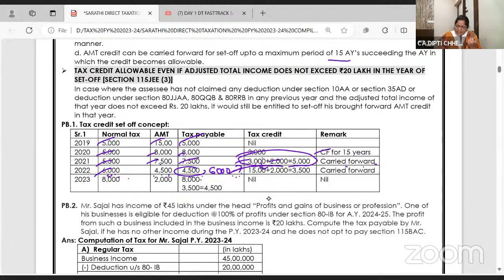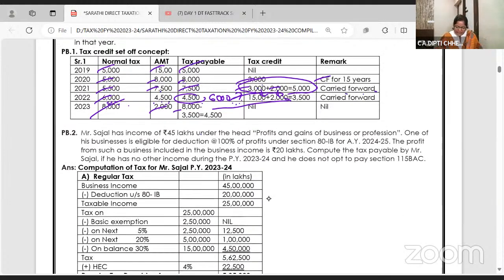So now how much tax credit is left? 1,500, this 2,000. Now next year normal tax is 8,000. Minimum you have to pay 2,000. So in 8,000, can you set off tax credit? Yes. Whenever normal tax is high, set off the tax credit. Whenever AMT is high, take the tax credit. I want to repeat. Whenever AMT is higher than normal tax, take the tax credit. Whenever normal tax is higher than the AMT, you can set off the tax credit.